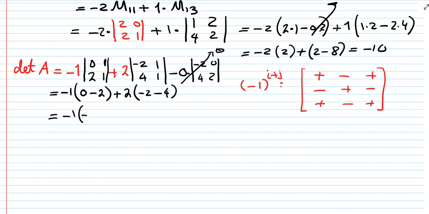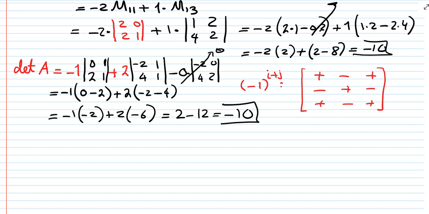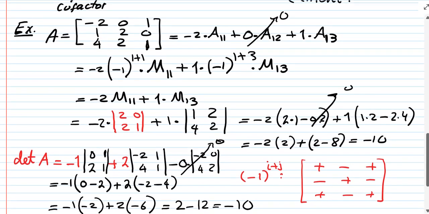-1 times 0 minus 2 is -2, and 2 times -2 minus 4 is -6. Negative is +2, -6 times 2 is -12. And the sum is -10, and there is your determinant. Notice we got it to be the same as up here. So it doesn't matter which row and column you expand about.